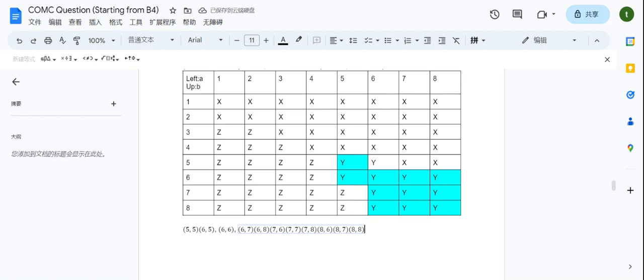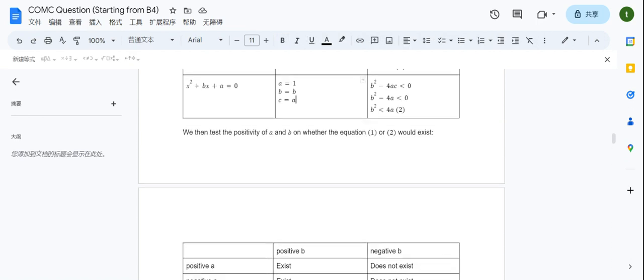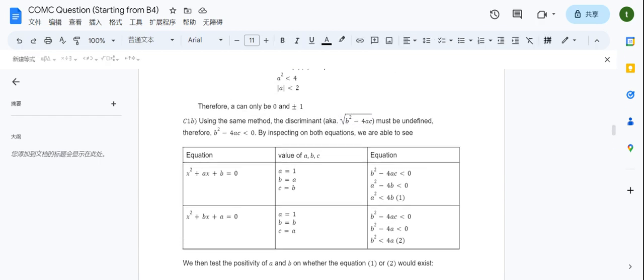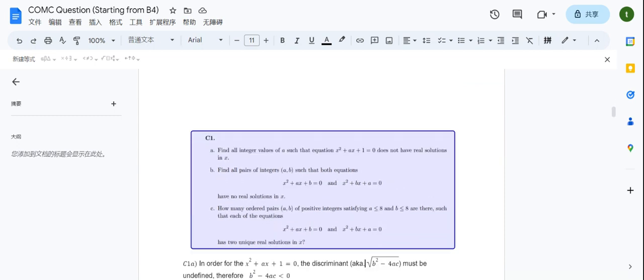Those coordinates, the (a, b) values, are the answers for part C. They fulfill the condition that both equations, x squared plus ax plus b equals 0 and x squared plus bx plus a equals 0, have two unique real solutions in x.